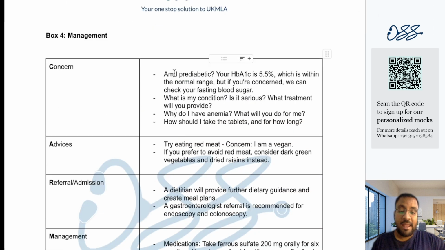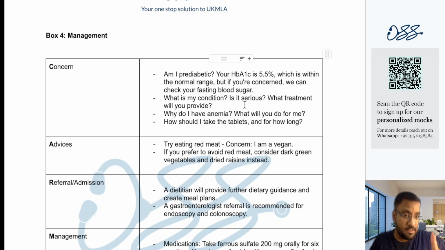For example, they may ask, okay doctor, am I pre-diabetic? So you're going to answer that no, your HbA1c, which is a parameter that we use to check whether or not a patient is diabetic, is found to be normal. That is 5.5%, which is within the normal range. But if you are concerned about it, we can do further investigations, or we can check your fasting blood sugar, or your random blood sugar.